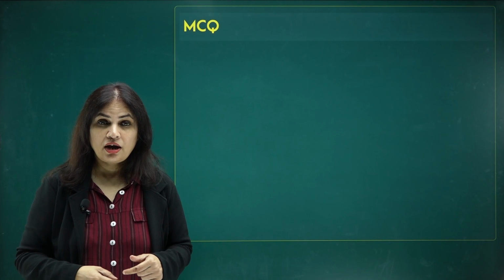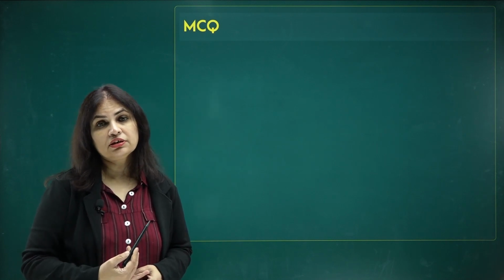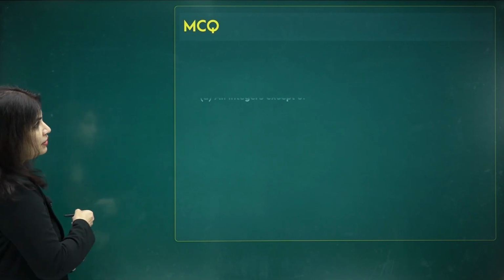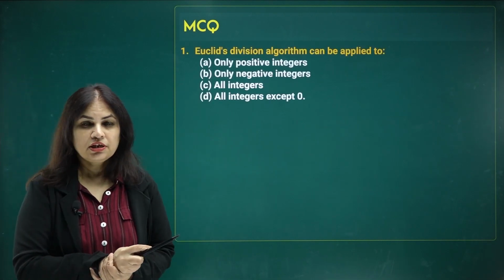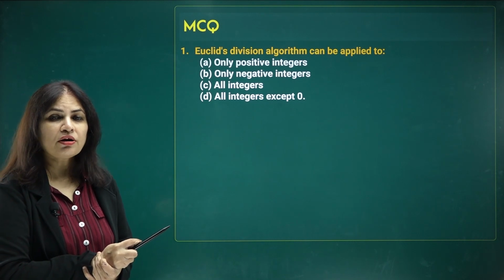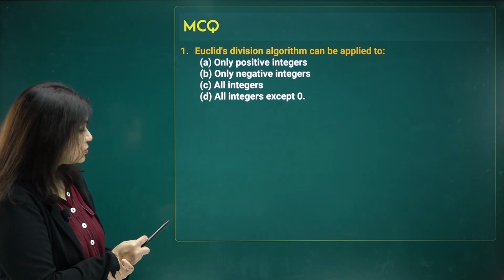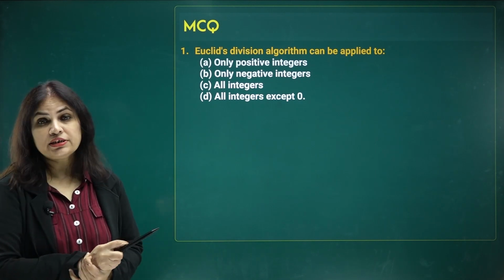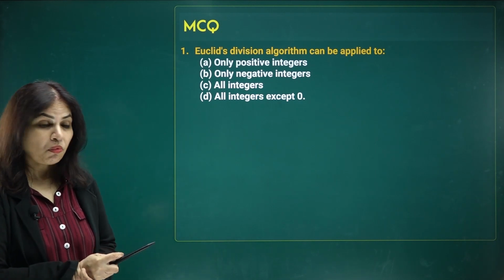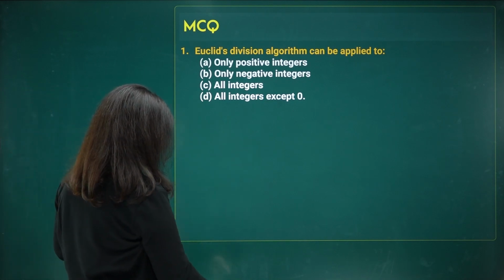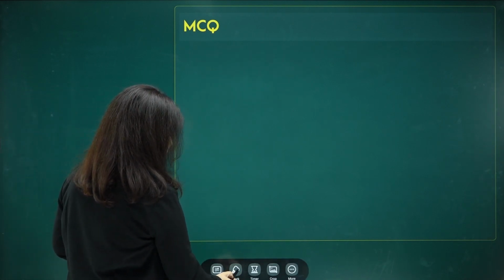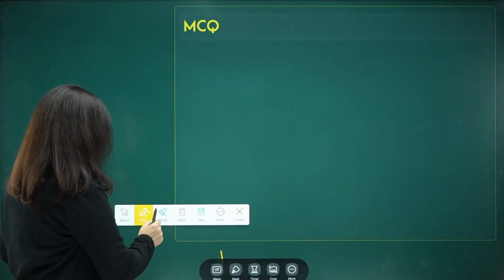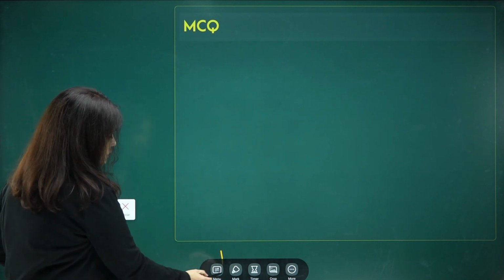Let us see how these concepts that we have learnt help us to solve certain questions, especially the MCQs, which are very important. The first question: Euclid's division lemma algorithm can be applied to only positive integers, only negative integers, or all integers except 0. What do we think? When we started division lemma with an example, I remember we started with the example of boxes and pencils and erasers, real life objects.